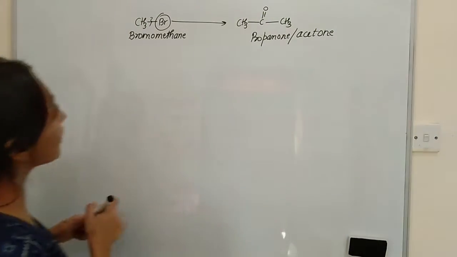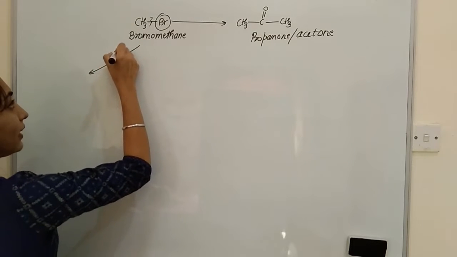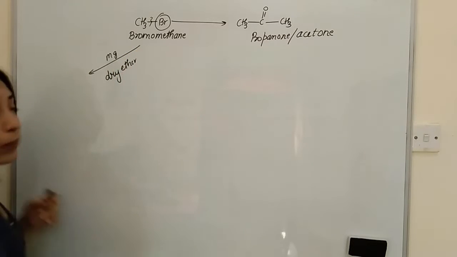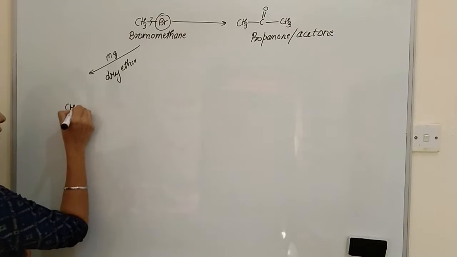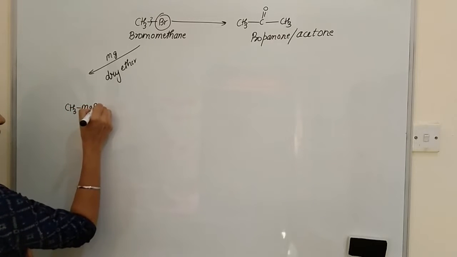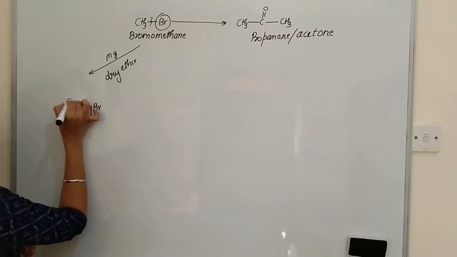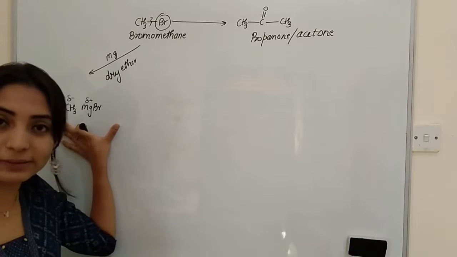So let's get started. First of all, I am asking you to add magnesium in the presence of dry ether. When you add magnesium in the presence of dry ether, it becomes CH3MgBr. Now, you know that in Grignard reagents, carbon is delta negative and magnesium is delta plus. So this is the first step we have done.